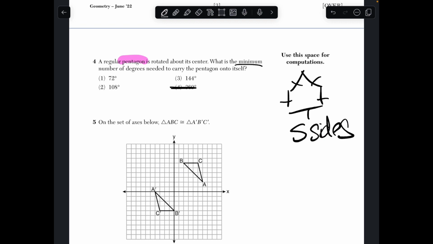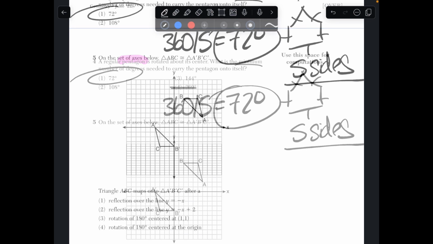So what you need to do is figure out how many sides you have and divide that into 360. And that would give you 72 degrees. So answer 1.